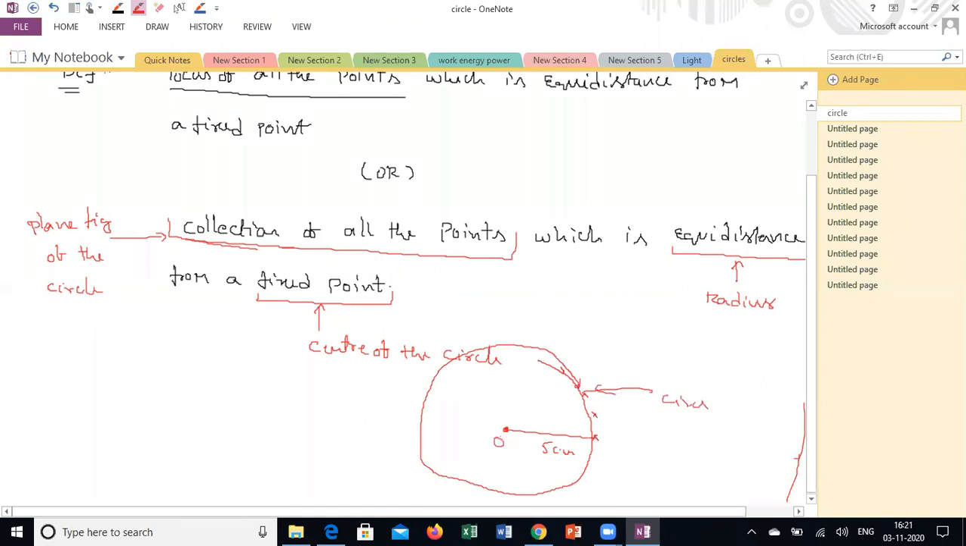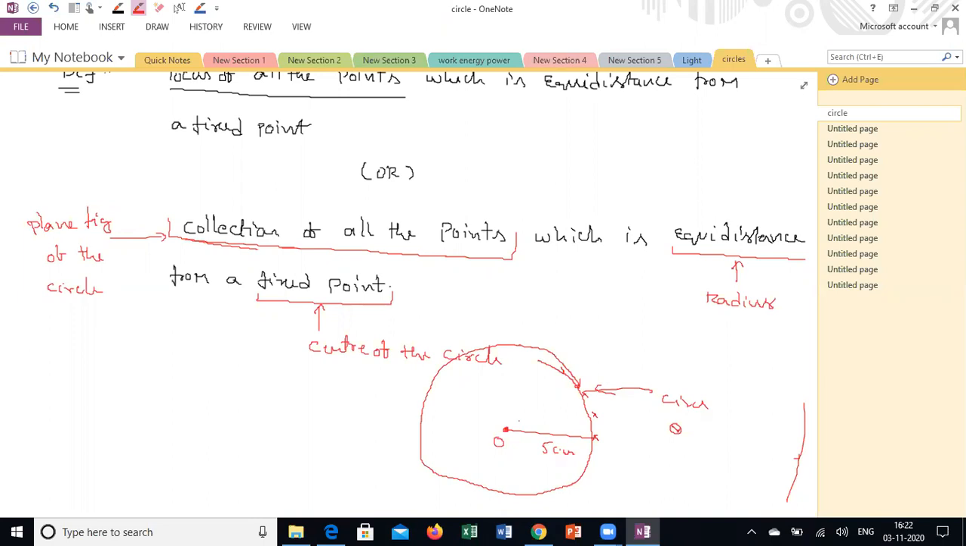This fixed point O is called the center, and the distance between the fixed point and any point on the circle is called the radius. The points within the circle are called inside the circle, and the others outside the circle. If any point's distance from the center is less or greater than the radius, we can say it is inside or outside the circle. If it is equal to the radius, then it is on the circle. So the circle is a boundary which decides whether the distance is greater than or less than the radius. This is the basic definition of the circle.